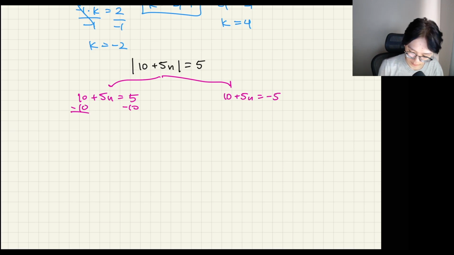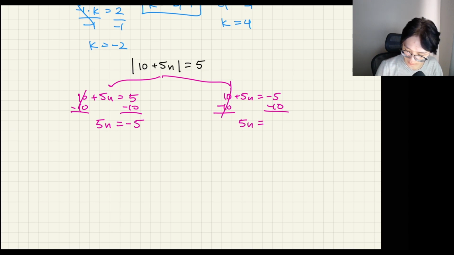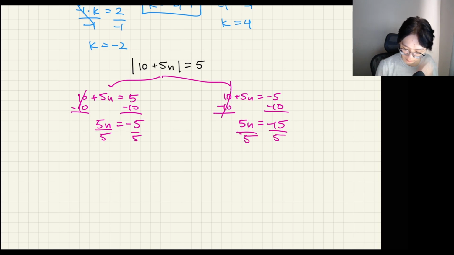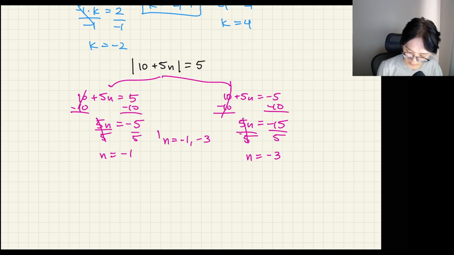PEMDAS, subtraction first. You can do both at the same time. Subtraction first, those cancel, those cancel. 5n is equal to negative 5 over here. 5n is equal to negative 15 over here. Divide by 5. Those cancel. N is equal to negative 1. These cancel. N is equal to negative 3. So n is equal to negative 1, comma negative 3.